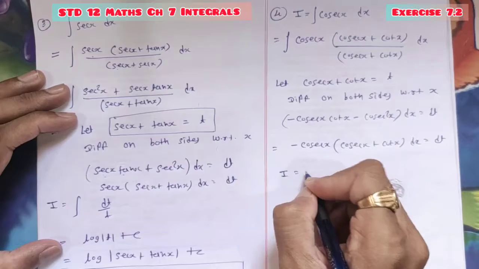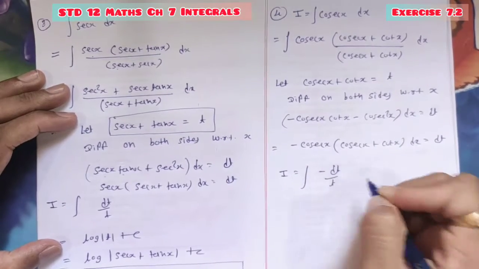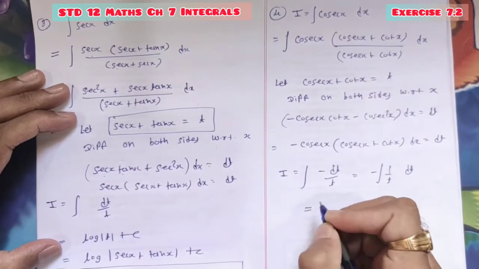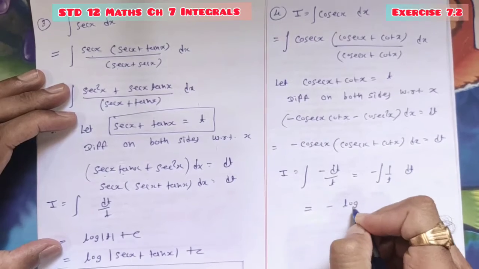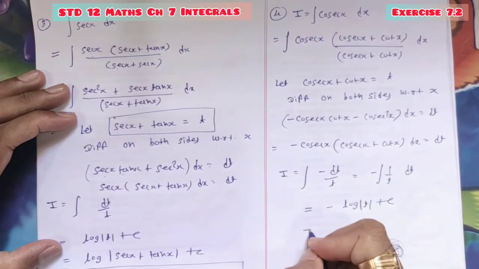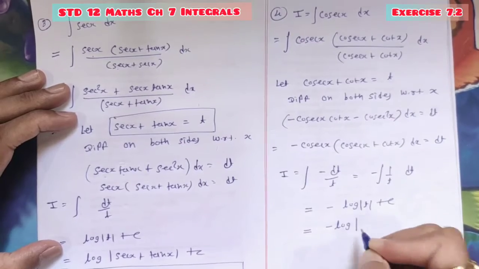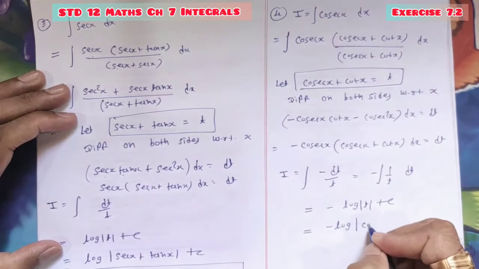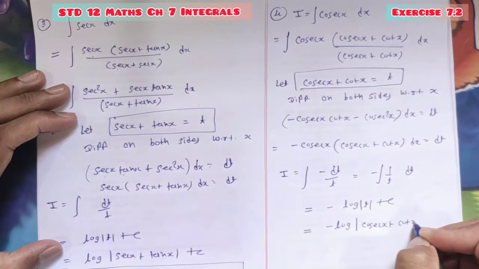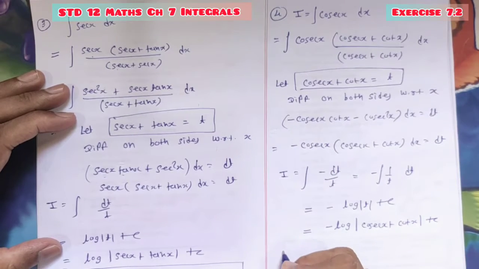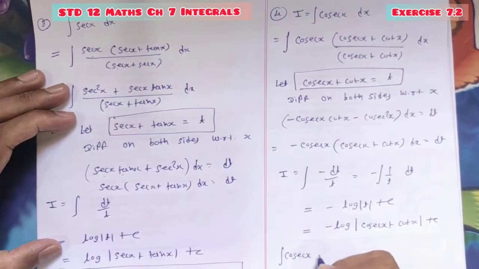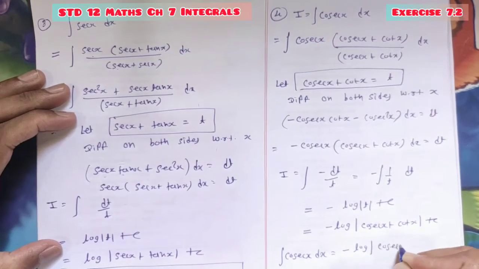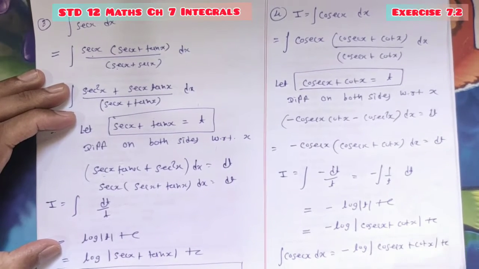So integration I equal to minus dt by t. This will equal minus 1 upon t dt. So this is equal to minus log mod t plus c, and that is equal to minus log mod t. T is cosec x plus cot x. So minus log mod cosec x plus cot x plus c. So our fourth formula: integration of cosec x dx equal to minus log mod cosec x plus cot x plus c.